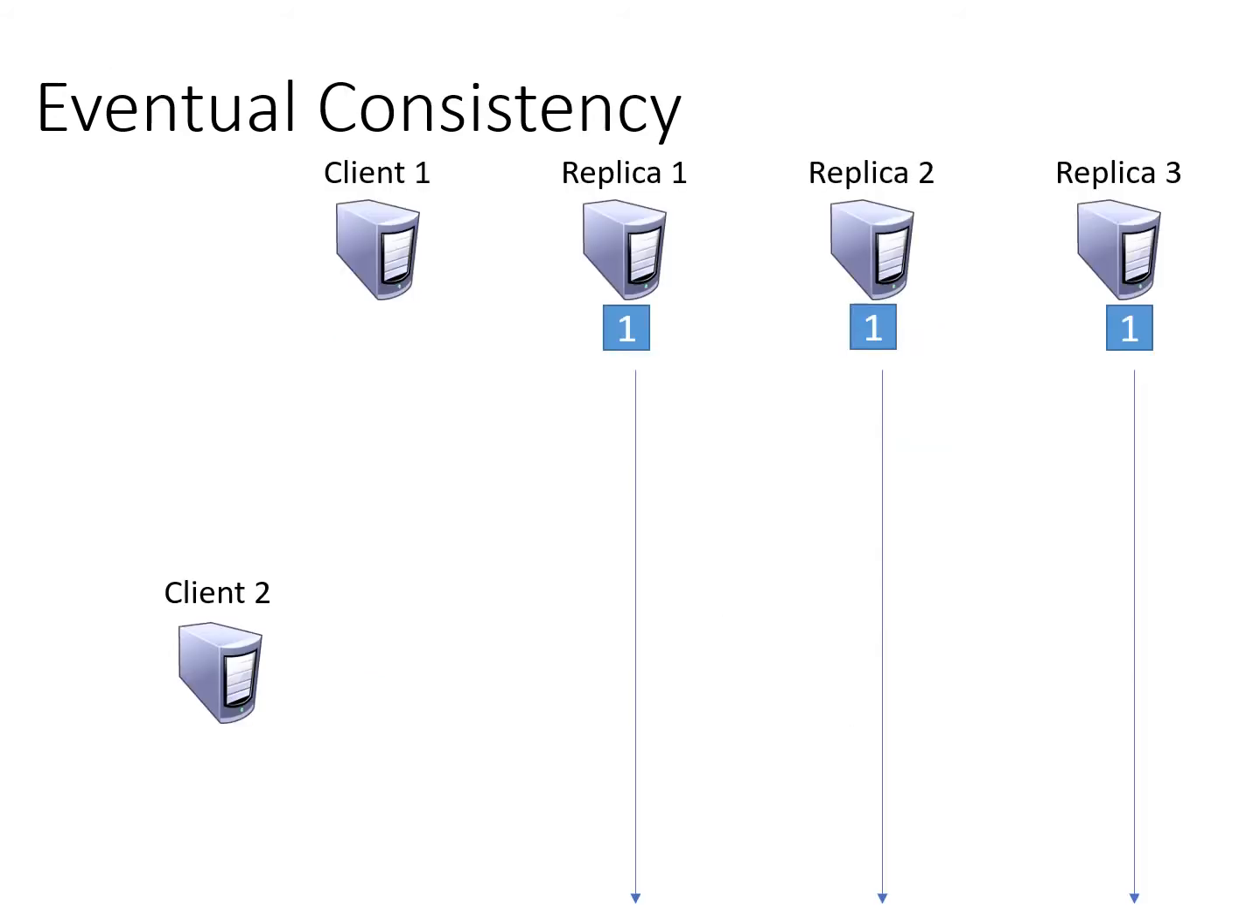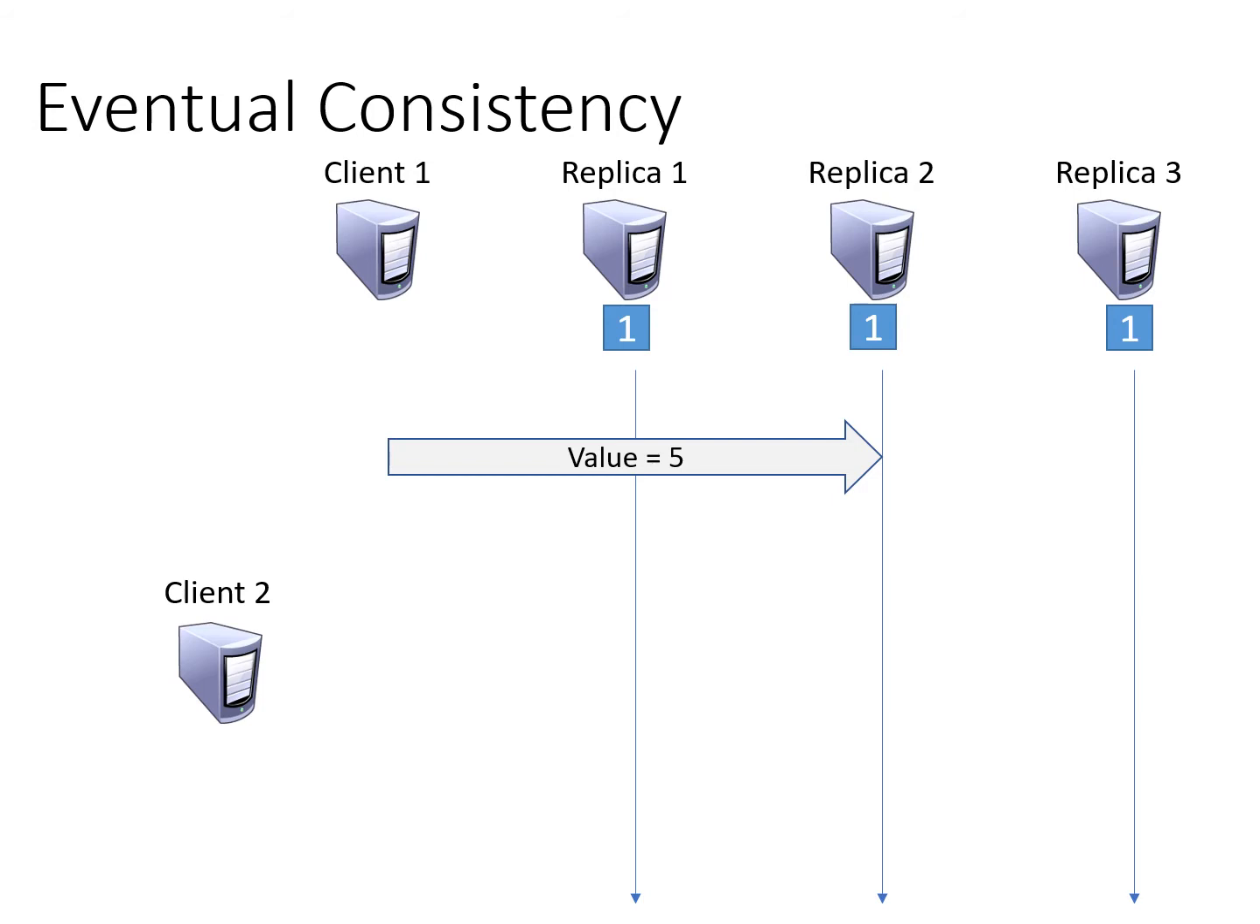So let's just have an example of how this works. Here we have a database object with the value of 1, which is replicated 3 times across 3 different replicas. And we have client 1 and client 2. Client 1 makes an update, sends a new value for this particular database object, a value of 5, and it happens to be sent to replica 2.